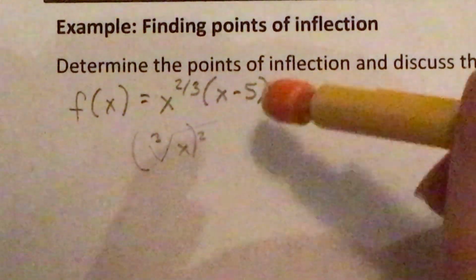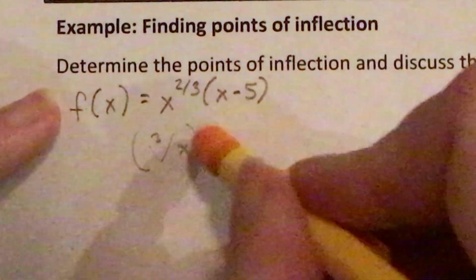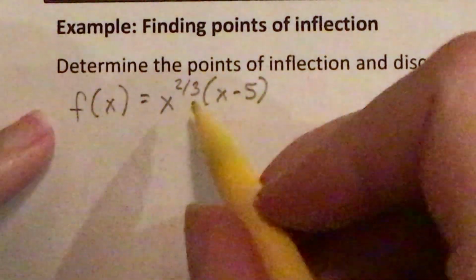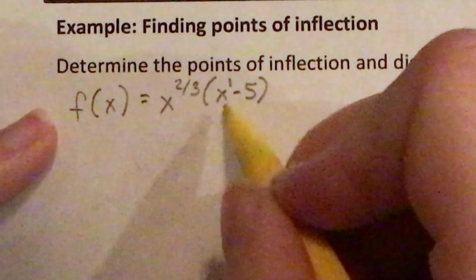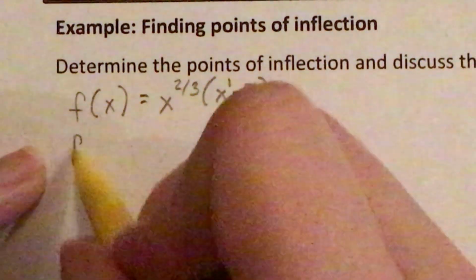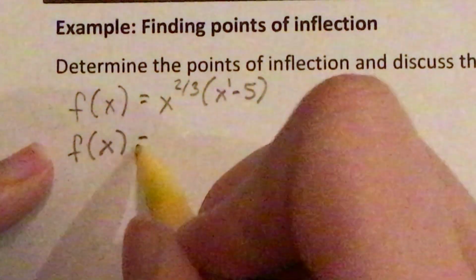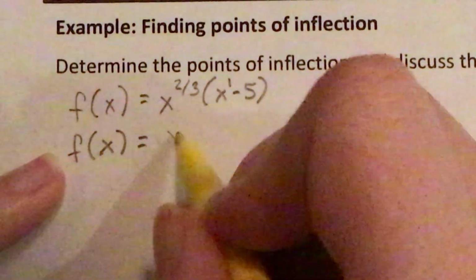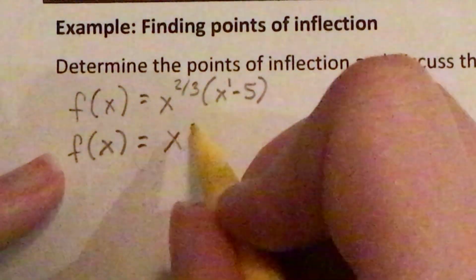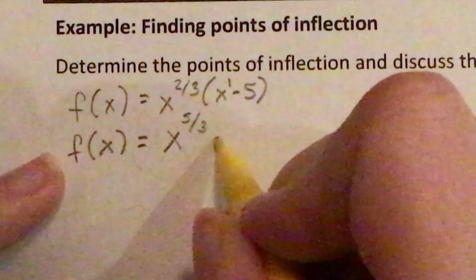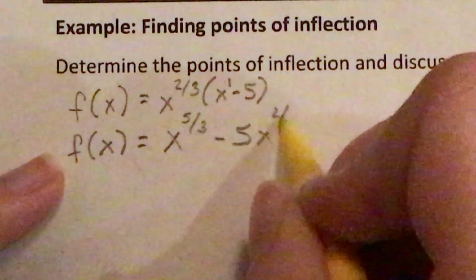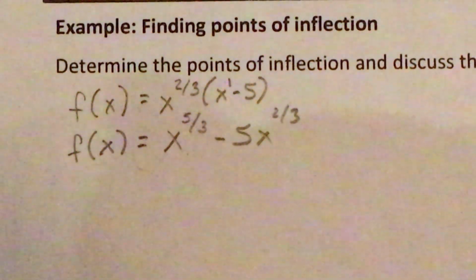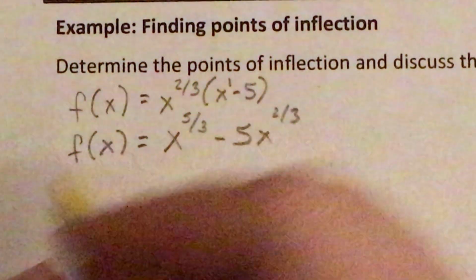Okay. We can take the derivative of this exactly how it is by using a product rule. However, we can distribute the x to the 2/3 to x to the first minus 5, and we're going to do that so we don't have to do quite as much product rule derivative stuff. So f of x equals x to the, let's see, 2/3 plus 1 is 5/3 minus 5x to the 2/3. Let's take two derivatives because this is the second derivative test. Points of inflection, you need the second derivative.